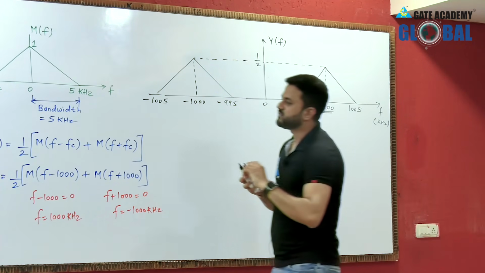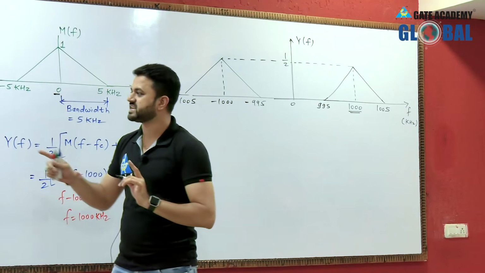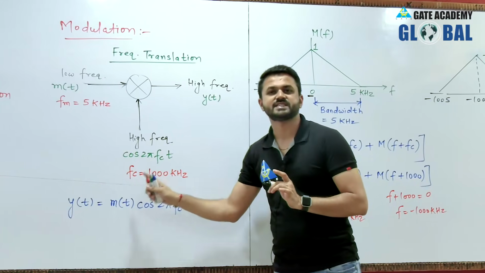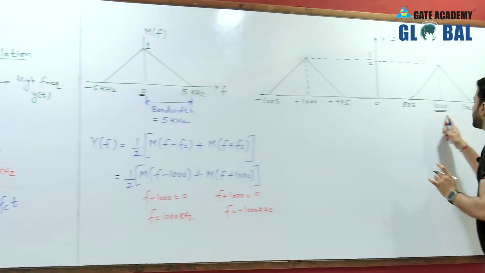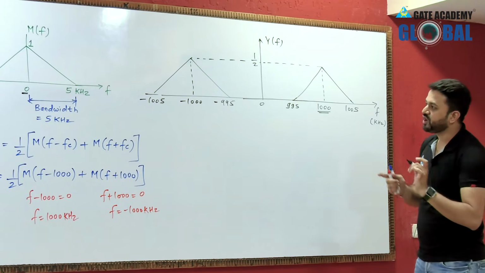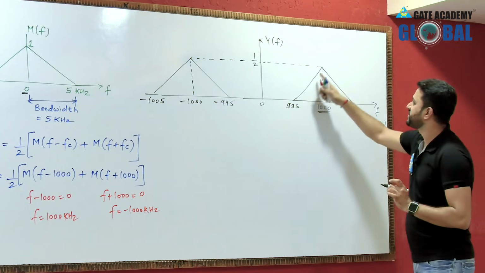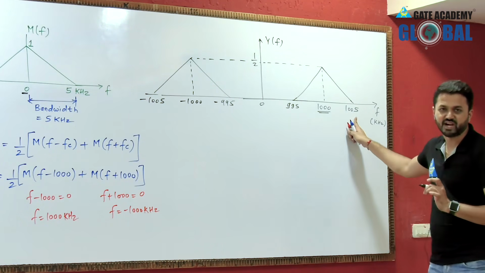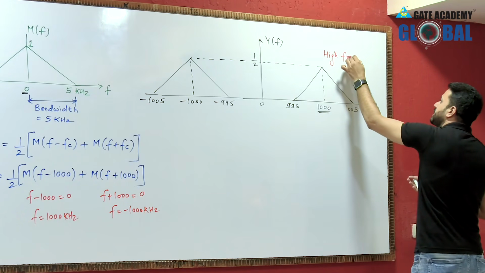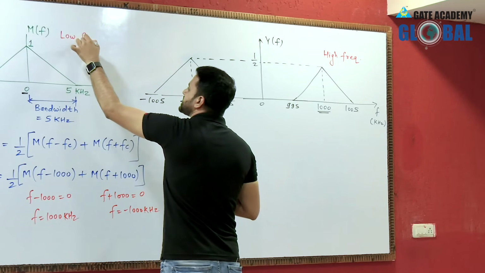Previously it was centered about 0 and it had maximum frequency 5 kilohertz, and the 5 kilohertz signal is called a low frequency signal. If we multiply it with a high frequency signal, the signal is centered at 1000 and its maximum frequency is 1005 kilohertz. So now we can say that this is a high frequency signal. This contains the frequency ranging from 995 to 1005. This is a high frequency signal, and this is our low frequency signal.